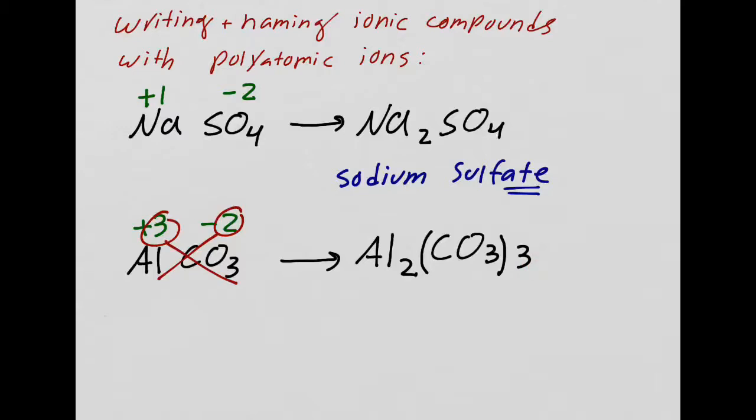Now, how would you name this? You would name this aluminum, and CO3 is carbonate. Aluminum carbonate. And you do not change the ending. We're good so far? Okay. Now, do you want to do a couple more practice problems? Yes, let's do a couple more practice problems.